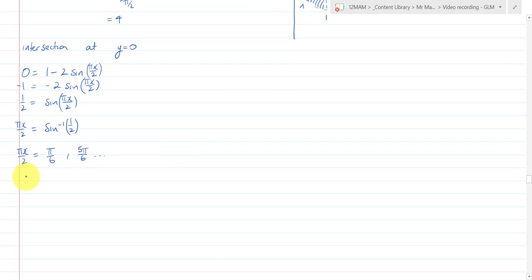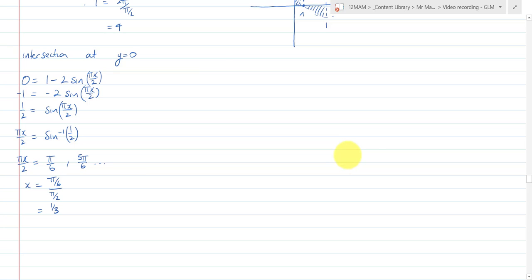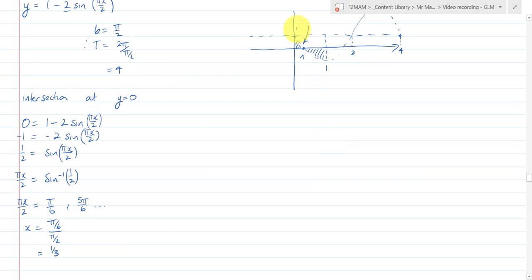So x is equal to pi on 6 divided by pi on 2, which is the same as pi on 6 times 2 on pi, and that's equal to a third. So we've got our split at a third. Now our integral is going to look like this. Let's set up the area first. We've got a positive area here and a negative area here.